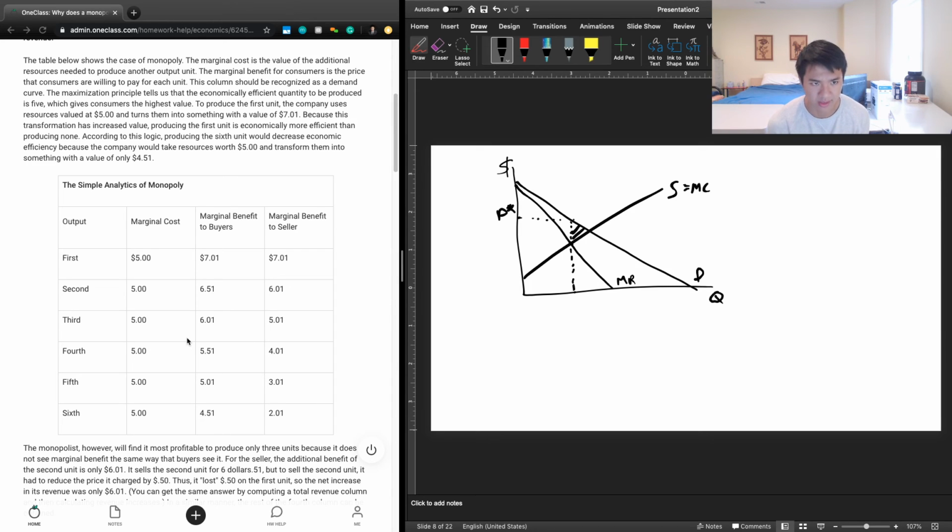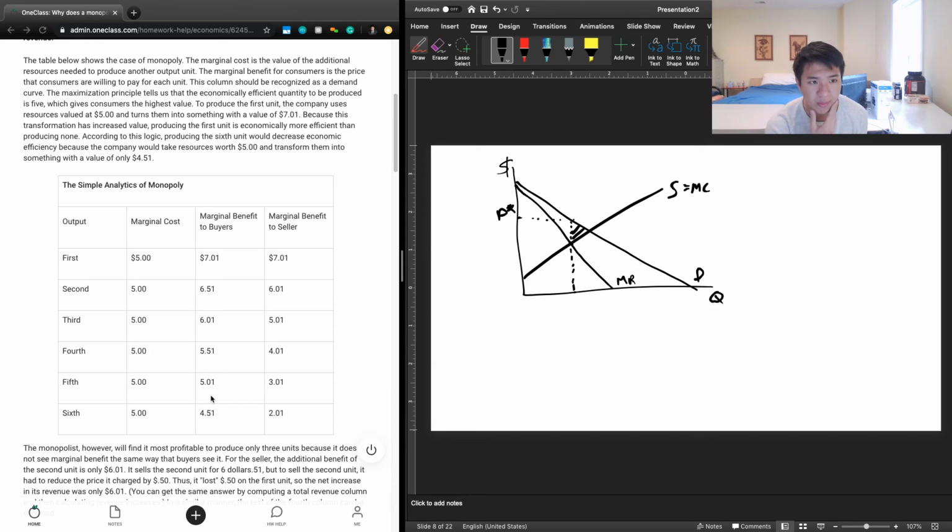MC is the value of the additional resources needed to produce another unit of output. The marginal benefit for consumers is the price that consumers are willing to pay. This column should be recognized as the demand curve. The maximization principle tells us that the economically efficient quantity to produce is 5, which gives consumers the highest value, and that's because 5 and 5 are equal to each other here. Marginal cost is equal to marginal benefit to consumers.